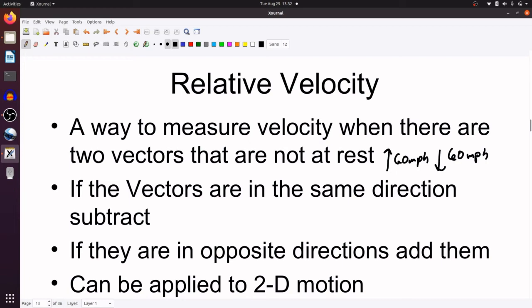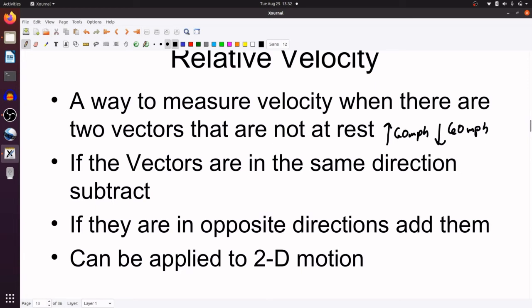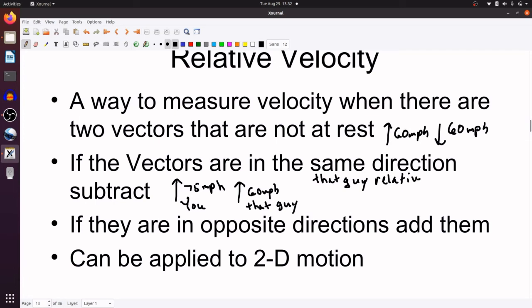So, if the vectors are in the same direction, you subtract. What does that mean? Okay, well, let's say you are going 75 miles an hour and you pass some guy going real slow at 60 miles an hour. Then there are two things. So this is you, and this is, I called it that guy. I should have come up with a better name than that. That guy, relative to you, is negative 15 miles an hour.